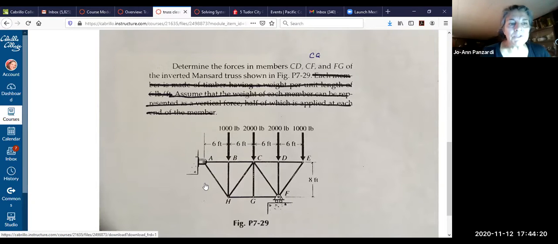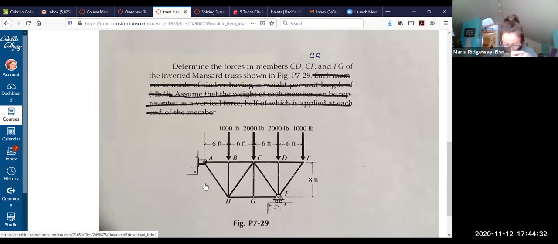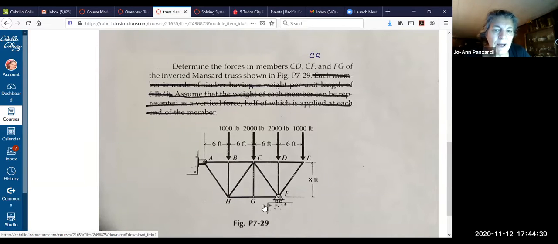Step 1 was to find the 0 force members. Step 2 was to take the whole structure away from its main supports and find the reactions at the supports. What's step 3 for the method of sections? You have to break it up so that CD, CF, and FG are external forces. Great, so I break it up right here. And how many unknowns would that give us, Maria? 3. It would give us 3 unknowns.